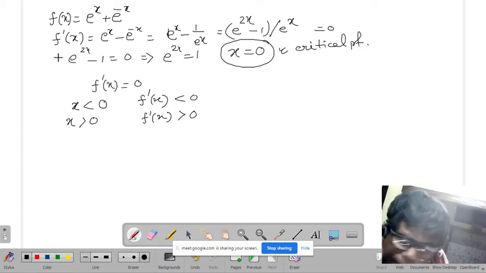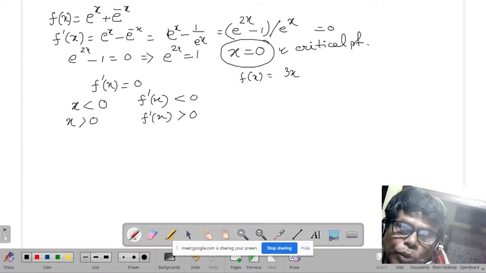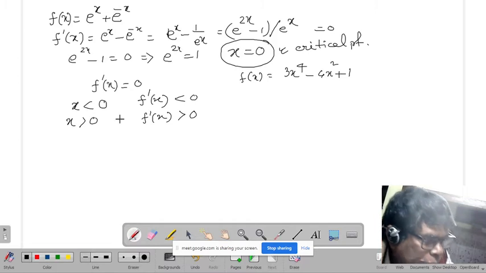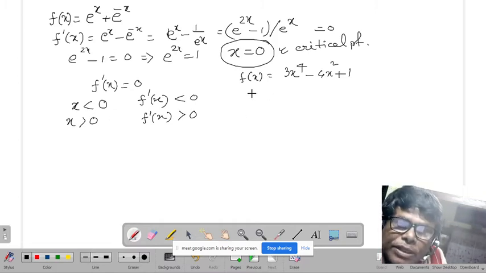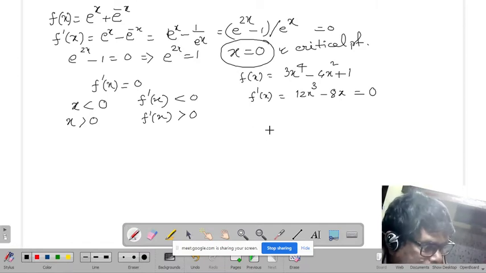Say f(x) is equal to 3x to the power 4 minus 4x square plus 1. Okay, so what is f dash x? 12x cube minus 8x. Okay, and make it 0, then find out the critical points. What will be the result?